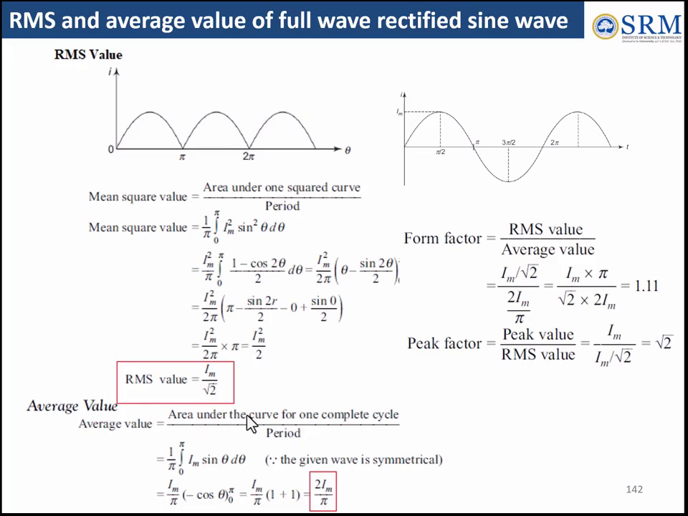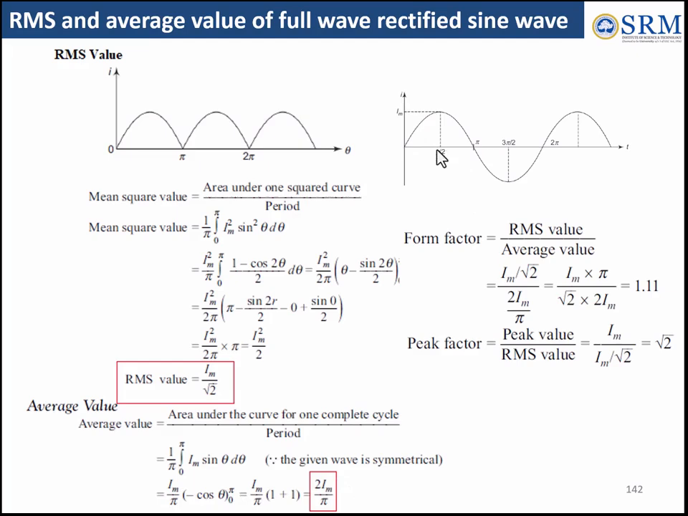For the average value, we find the area under the curve for one complete cycle. Here we consider the area under the curve, not the squared curve; the squared curve is taken for the mean square. Since the wave is symmetrical, we write 1 by pi integral 0 to pi Im sine theta d theta. Integral of sine is minus cos. We know that cos pi is minus 1, and already a negative sign is there, so plus 1. Minus cos 0 is minus 1. So minus 1 minus 1 is minus 2, with the negative sign that is plus 2. So 2 Im by pi.